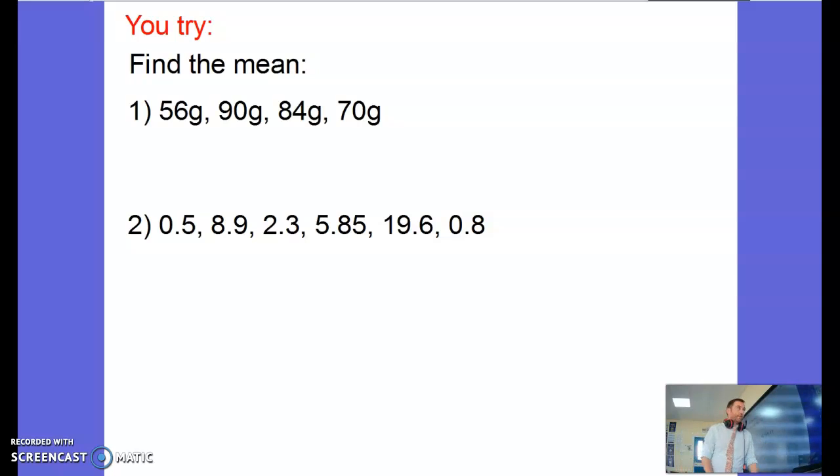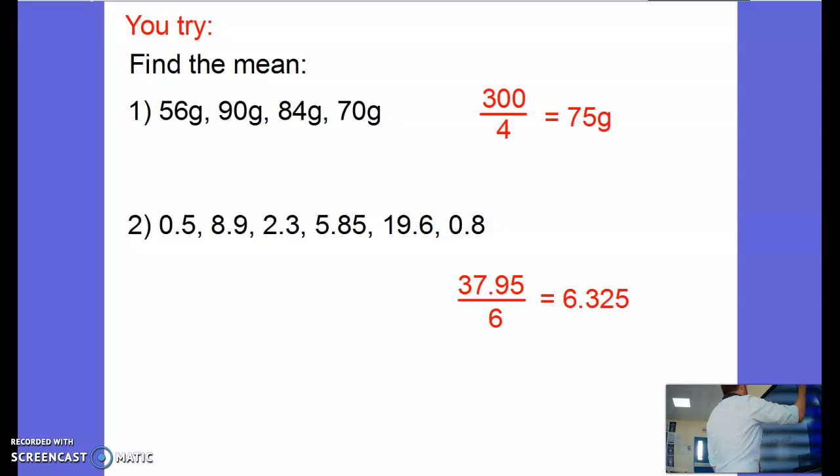And here are the answers. So the first one there, they added up to 300, so 300 divided by 4 gave you 75, and this was grams, or g. Number 2, they all added up to 37.95, then we divide by 1, 2, 3, 4, 5, 6, and we get 6.325. That's the mean. Add them all together, then divide by how many there are.